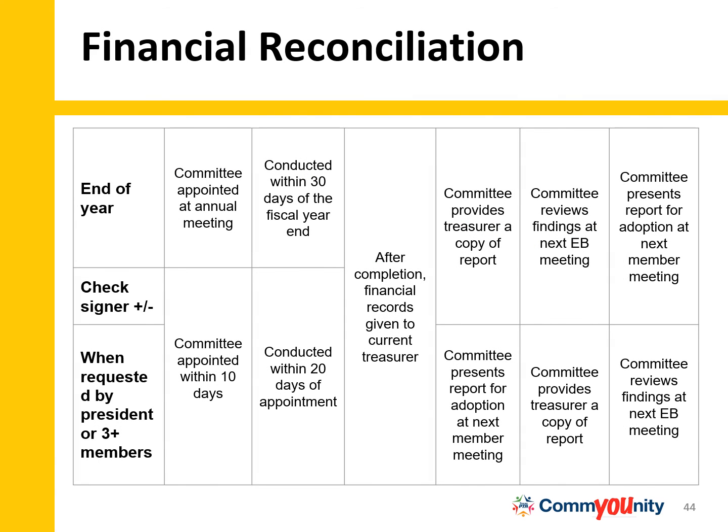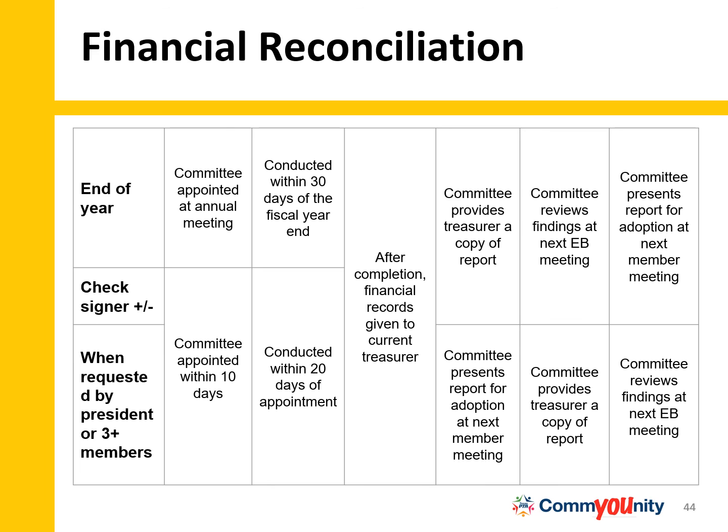Depending on the reason for the financial reconciliation, the committee is appointed in different ways, the timeline is different, and the report is presented differently. For the end-of-year financial reconciliation, the committee is appointed by the President at the annual meeting, and the financial reconciliation is conducted within 30 days of the PTA's fiscal end. For a financial reconciliation deemed necessary because of a change in check signers, or when requested by the President or 3 or more members, the committee should be appointed by the President within 10 days and needs to be conducted within 20 days of appointment.